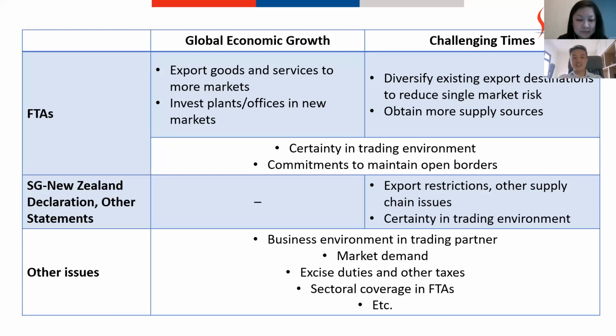But first, FTAs are only one tool. Singapore and various other countries are currently working on other arrangements to bring about more certainty and help for businesses. One example is the declaration with New Zealand to facilitate trade in essential goods like medicines, medical equipment, and basic food items. So both these agreements are supposed to complement each other in helping to ensure that there is more certainty in the trading environment, particularly in these challenging times where businesses are already struggling with a host of other issues.